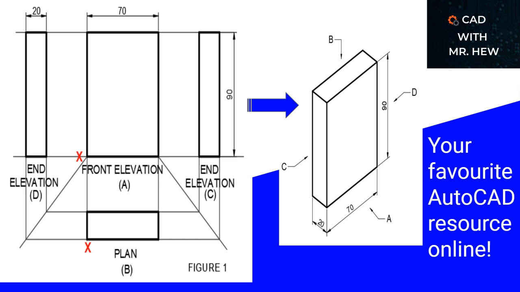In today's video, we'll be drawing the isometric projection given the first angle projection. Now, in the previous video, we looked at the construction of the development for a prism. We encourage you to visit that video after you have completed watching this one.